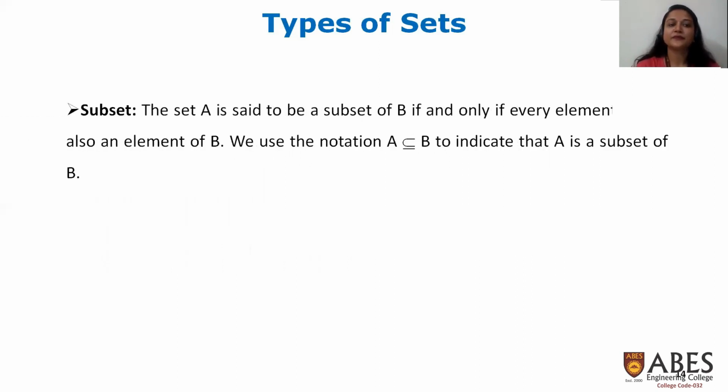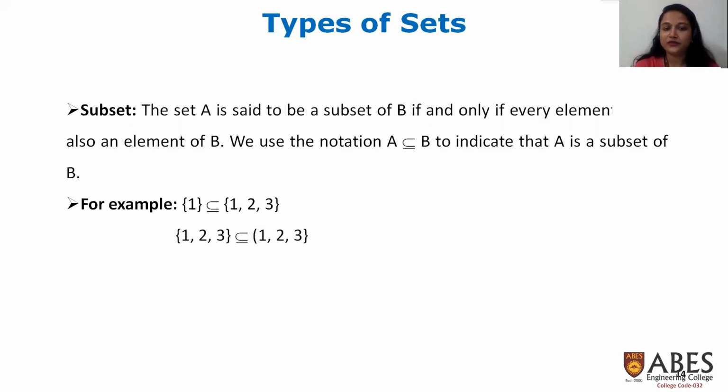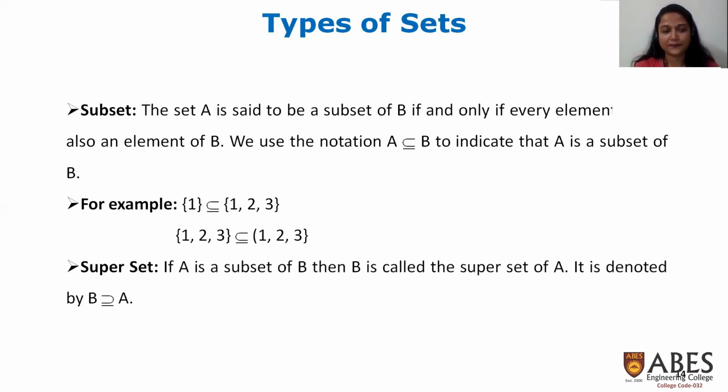Subset. So what is a subset? Subset means it's a part of any set. For example, 1, 2, 3 together will be called a set. But I have taken only one specific element from that and placed it in another set, and therefore we can say that 1 is a subset of 1 to 3. Like this, since all the elements of this set are there in the other one, we can say it is a subset.